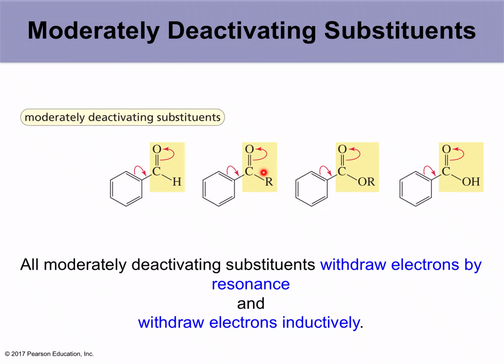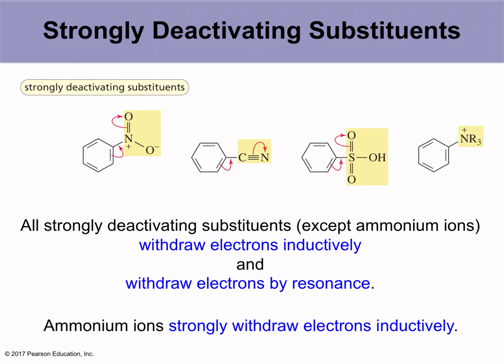So these substituents, when you have a pi bond, especially the carbonyl group next to the benzene ring, are moderately deactivating and withdraw electrons by resonance and withdraw electrons inductively too. So they withdraw electrons by resonance as well as inductive effect.